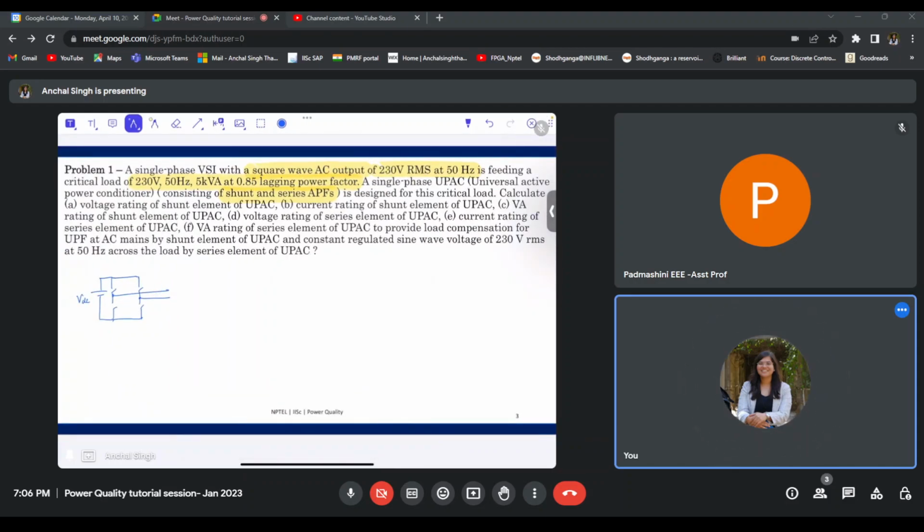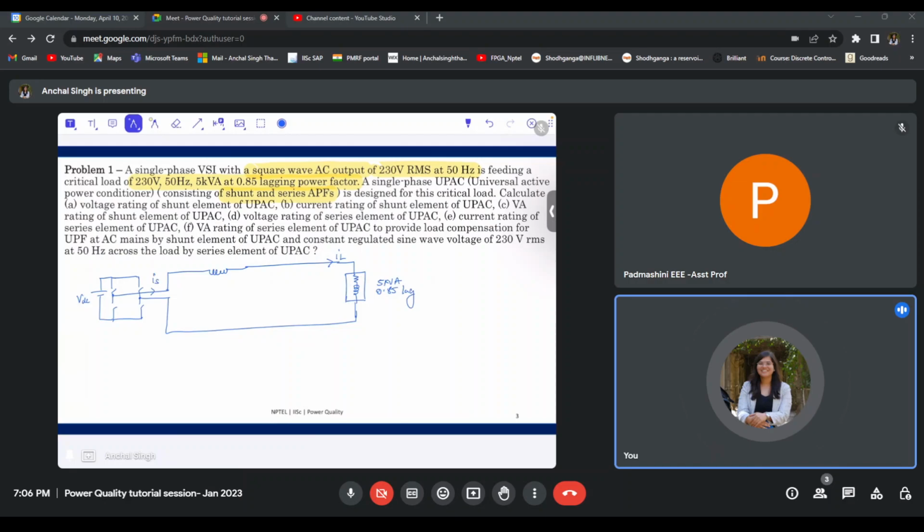and I have series filter and shunt filter. So let me say this is my series filter injection transformer, and then shunt can be drawn from anywhere, and this is my load. Let me say this is a lagging load that is given in the question. Let me say that it is an RL load. Okay. So if I draw this as a source load system, this is my RL load which is 5 kVA and 0.85 lagging. Let me say this is my load current IL.